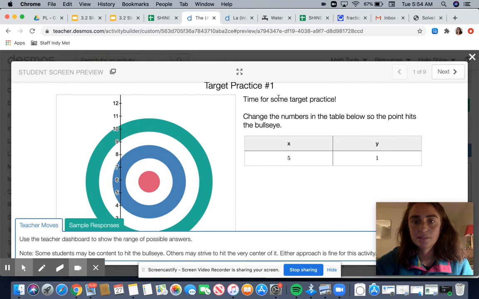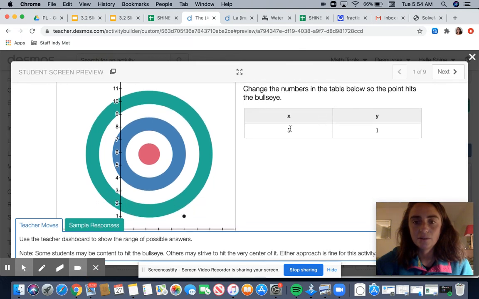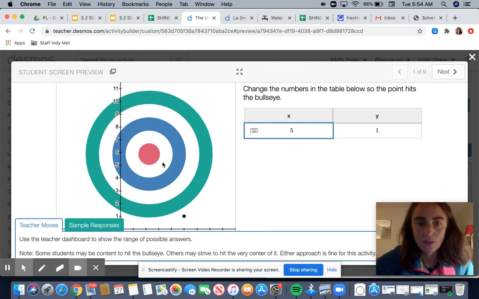So let's do the first one together. Time for some target practice. Change the numbers in the table below so the point hits the bullseye. So you're going to change these numbers so that this red point over here is hovering over this black dot. So I'll let you do that on your own. I won't tell you what the numbers are, but you want to change the X and Y so that the red dot matches up with the black dot.